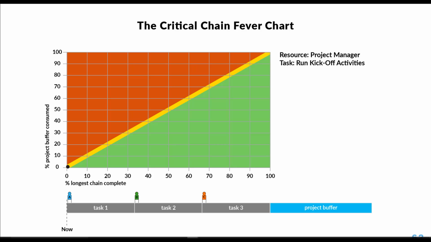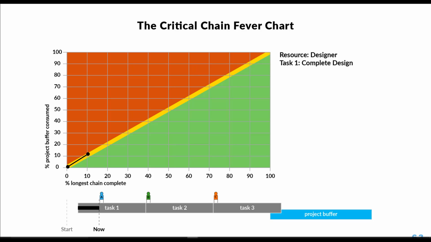In this example, the critical chain is made up of three equal tasks shown in gray, each representing the P50 estimate of effort required for completion. At the end of the chain is the project buffer, the aggregated contingency of all three tasks. The size of the buffer is half as long as the chain feeding into it. It is day one of the project and the project manager is running the kickoff activities. No chain has been completed and no buffer has been consumed.